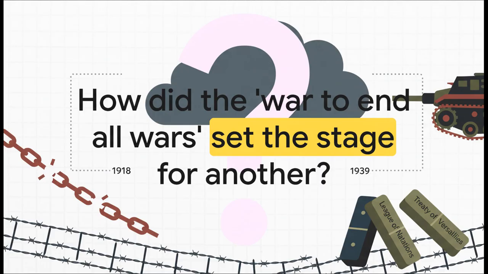We're going to explore the central question here. How on earth did the war to end all wars fail so spectacularly that it just paved the way for World War II only 20 years later? It's a huge question, and we're going to unpack it together.